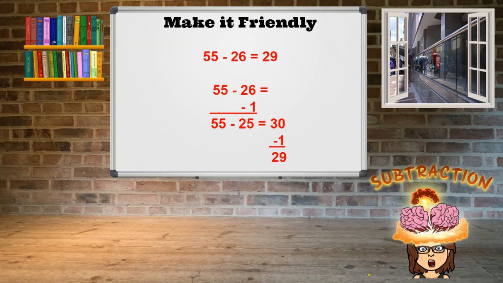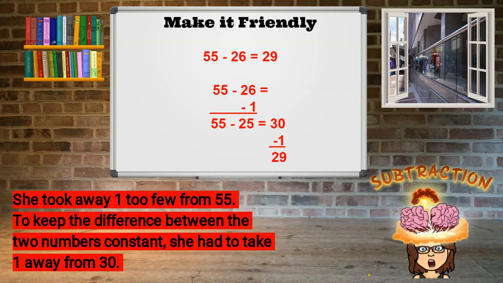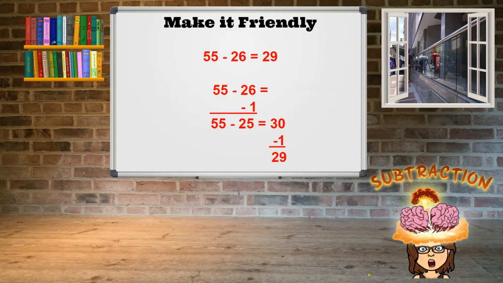Another way students may make it friendly is only take what they need away from the subtrahend and then do the same to the difference. So in this example, they took away 1 from the subtrahend to make it 25. But then they had to take the same amount away from the difference to get the answer.